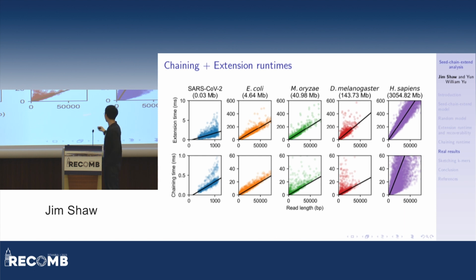And one thing I want to draw your attention to is this bottom right corner over here. So that's chaining time for humans. And as you can see, it's a lot larger than the other species. And that's because our random string model starts to break down when it comes to humans. Humans have a lot of repetitive elements, and you can kind of see that over there. But what I want to talk about is this chaining time.